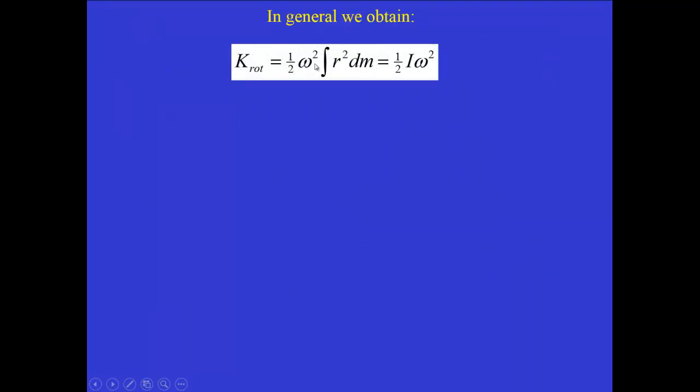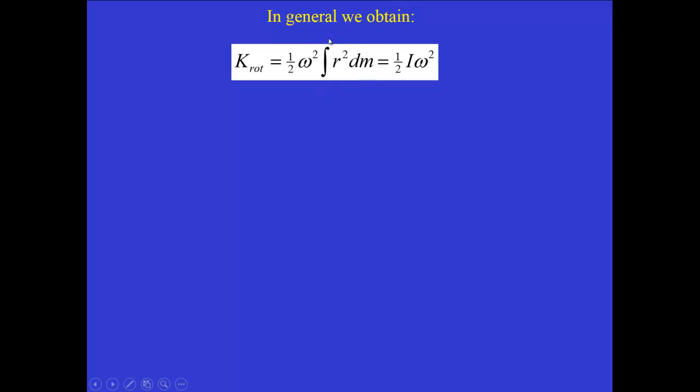1/2 omega squared, and what I've done is put the dm on the outside, because now we have an integral of r squared dm. What that represents is dm is a tiny little mass element, and r is the distance that that element is away from the rotation axis. And what we're now going to do is notice that this summation, this integral, is something that characterizes the object as a whole.